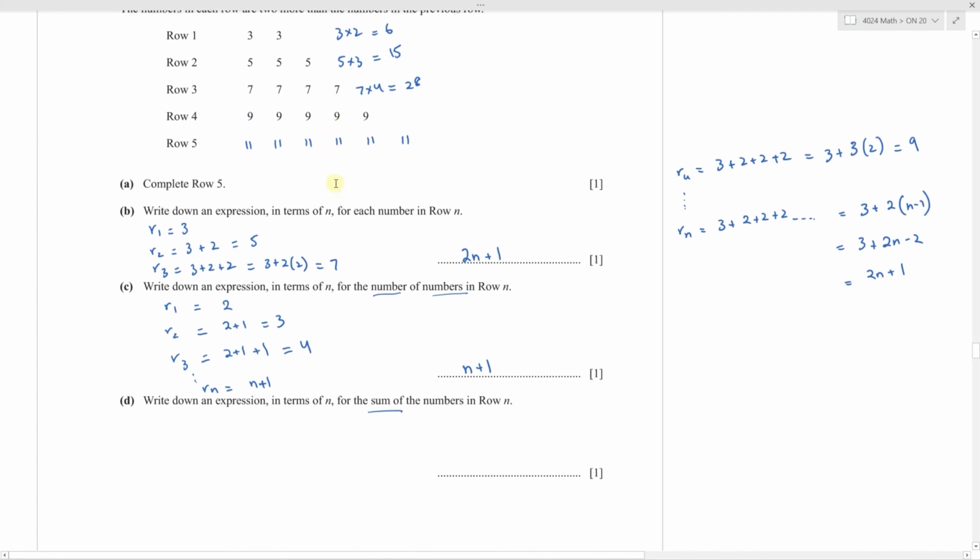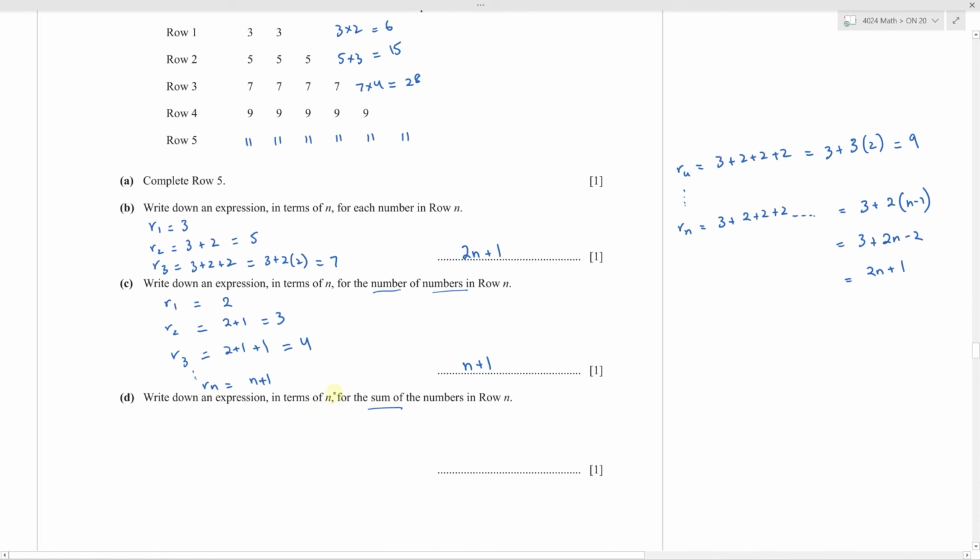in that row. So for row n, what is the number in row n? You have calculated it in part B. The number will be 2n plus 1. And how many times will it appear in row n? It will appear n plus 1 times, that you calculated in part C. So the sum will be the number, which is this part, and how many times it appears, you multiply it by the count. So for example, in row 5 you have 6 11s, so you multiply 11 by 6. So similarly for row n, you will multiply the number, which is 2n plus 1, with the number of times it appears, which is n plus 1. So this product will give you the sum of all the numbers in row n.